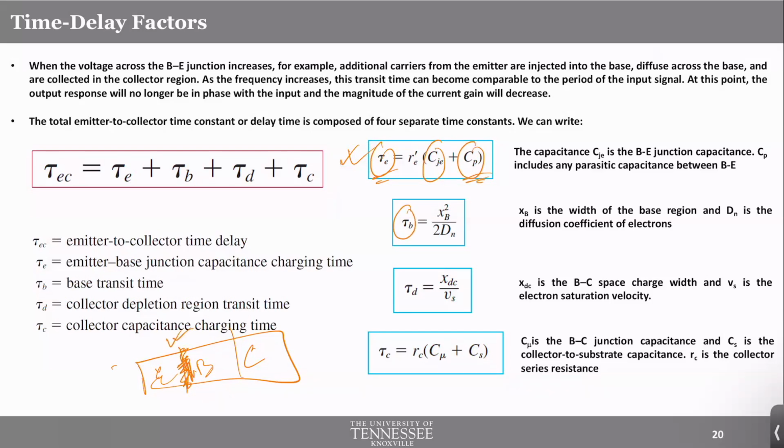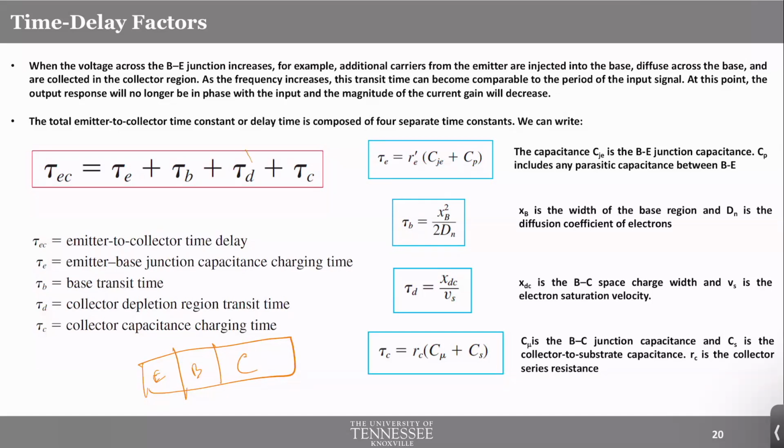The second one is the base transport time or transit time. After you have come to the base terminal, how long does it take to diffuse through the base and get to the base collector junction? This time is represented as tau b, and it is related to the diffusion coefficient within the base region and the width of the base region. As you can imagine, if the base is wider, it will take more time to travel through the base. I'm going to draw it again: emitter, base, collector.